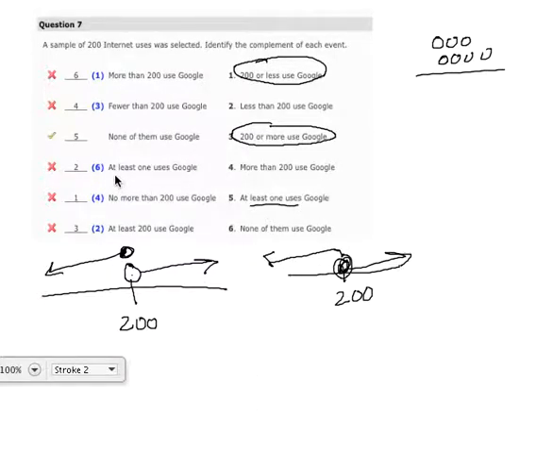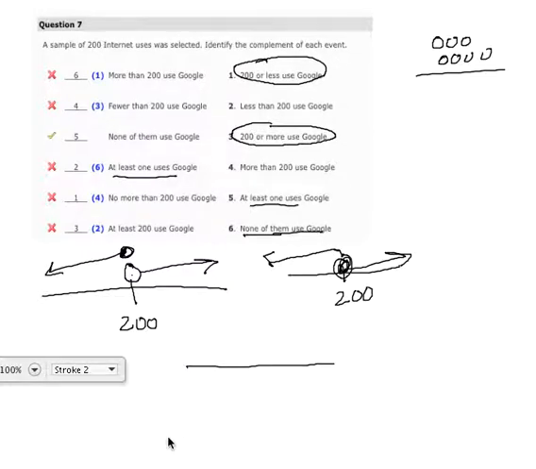At least one uses Google. Well, we just did this before with the oranges. If at least one uses, the opposite of that, or the complement, is no one. None of them used Google. So that should be 6.